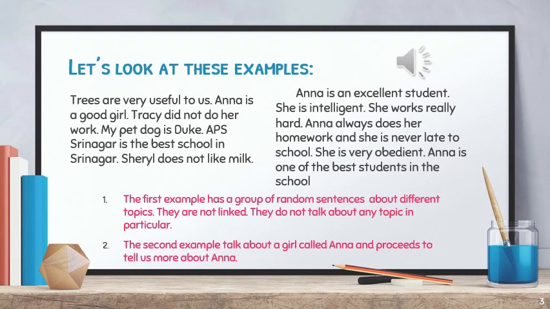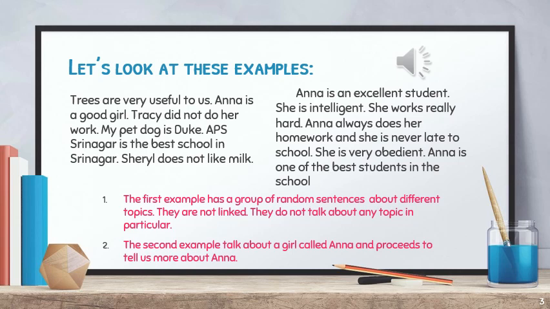Okay, let's look at these examples now. Trees are very useful to us. Anna is a good girl. Tracy did not do her homework. My pet dog is Duke. APS Srinagar is the best school in Srinagar. Cheryl does not like milk.